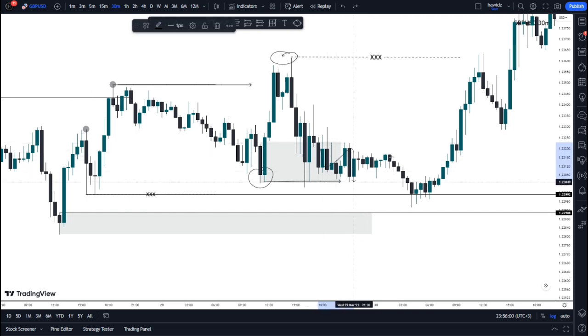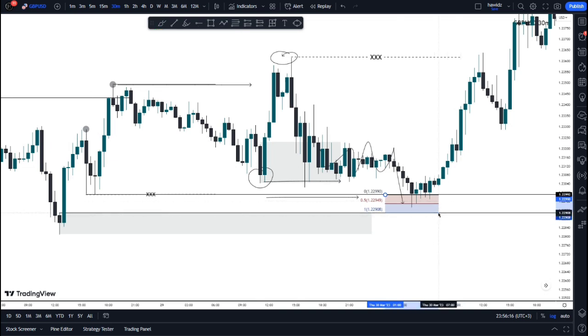So price drizzles, comes down, takes the sell side liquidity, mitigates that imbalance. Beautiful mitigation right here. It mitigated 50% of this, and that's where my entry lied. So I'm just gonna put this straight, boom, right there. And this is where my entry lied, at the 50% of that imbalance right there. And my stop loss, that's the fun part. That's always the fun part.